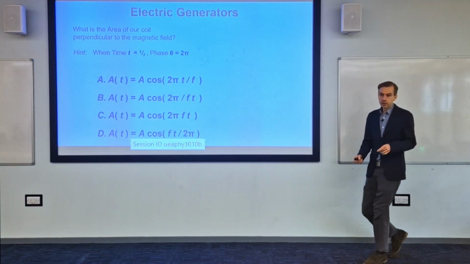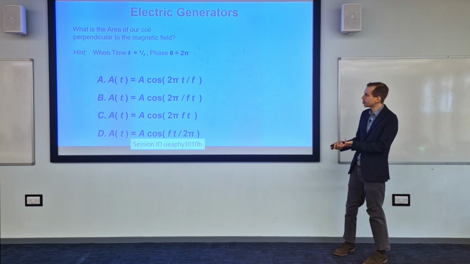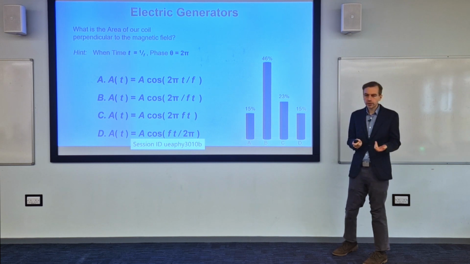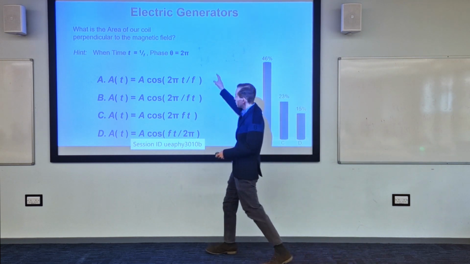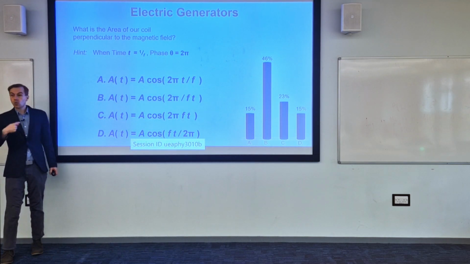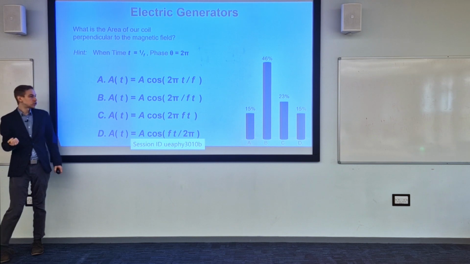All right, very good to see those responses coming in. Let's see what everybody thinks for this one. What's the actual equation that relates our area to our time? Okay, so some people thinking could be A, B, C, or D. Now, this is a bit of a tricky one, but the key thing here is this relationship that when the time is 1 over f, we want our phase to just be 2 pi.